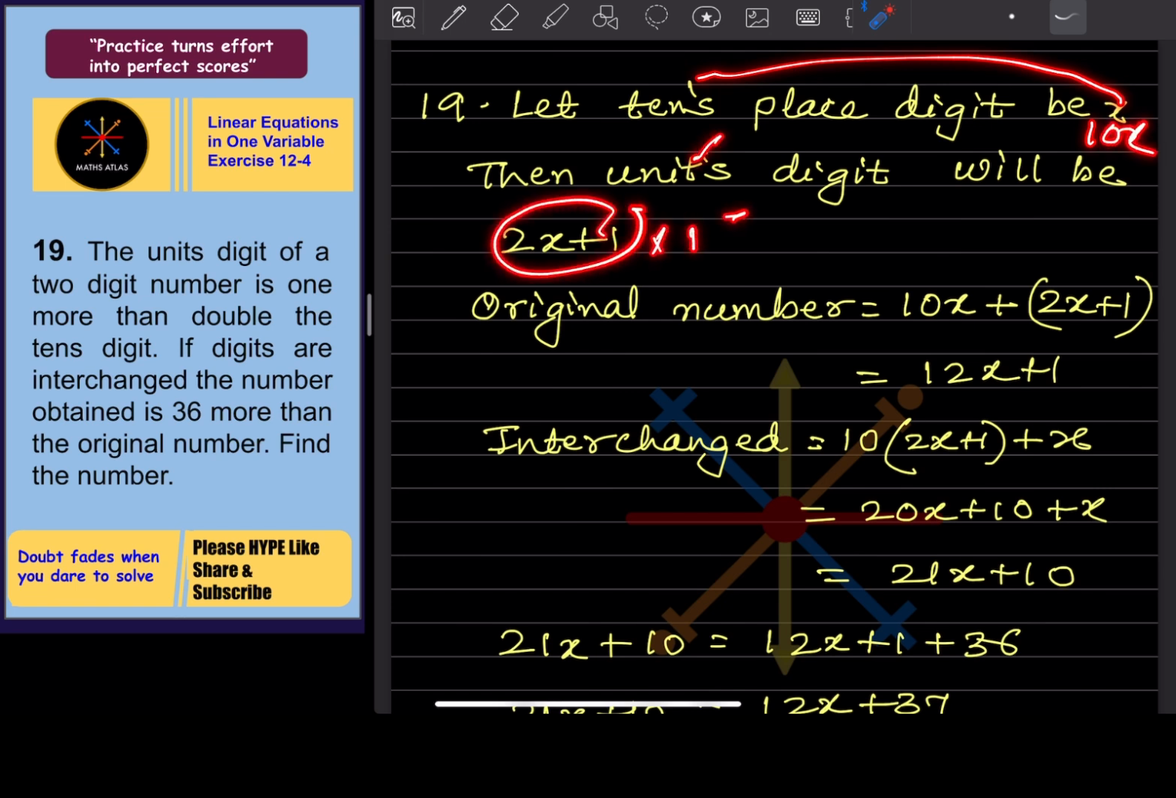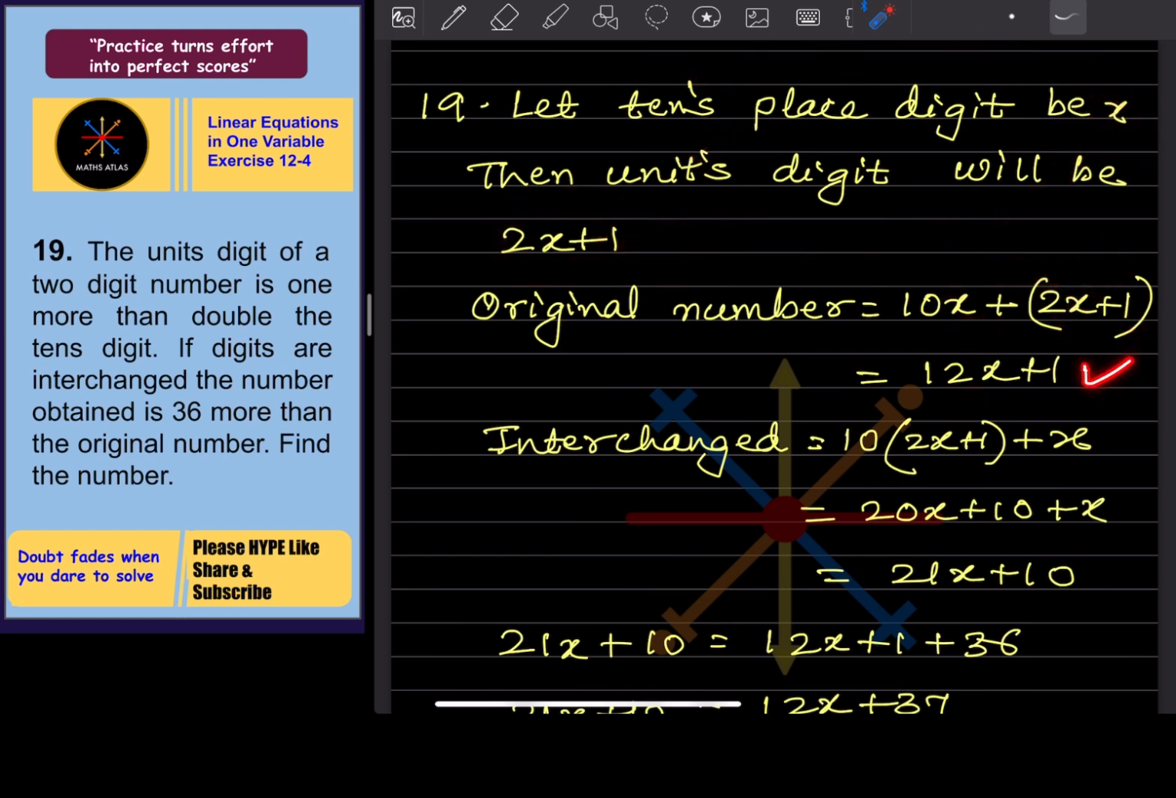This is going to be the same. So the units place and the tens place. This is the tens place and this is the units place. So the original number is going to be 10x plus 2x plus 1. So 10x plus 2x means that is going to be 12x plus 1. So this is the original number.